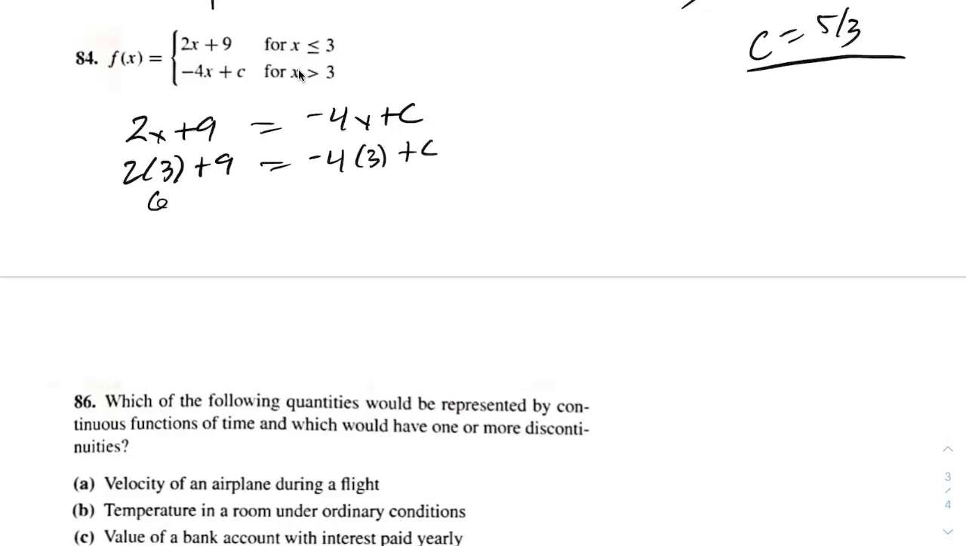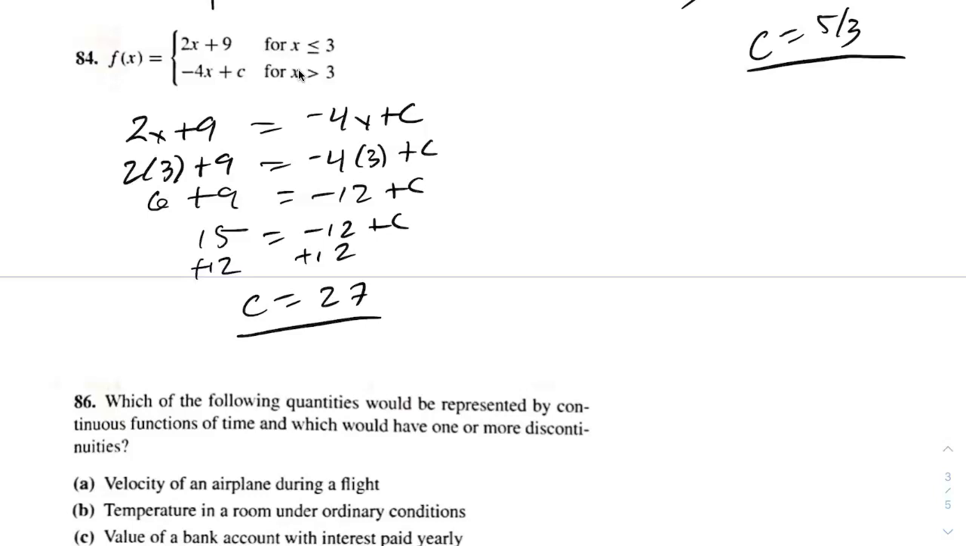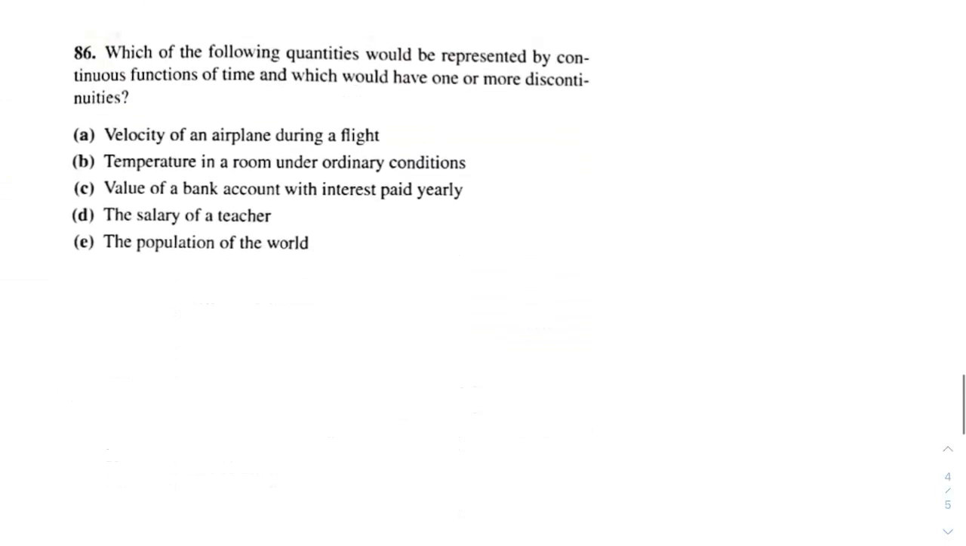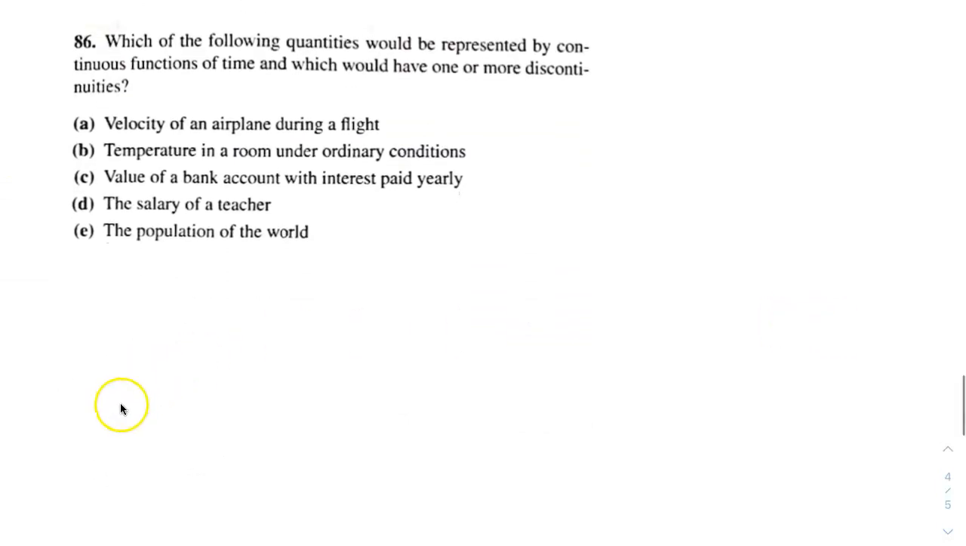So I get 6 plus 9 equals negative 12 plus c. So 15 equals negative 12 plus c. Add 12. C equals 27. So that's the value for which f of x is continuous. Okay, down to the home stretch here.